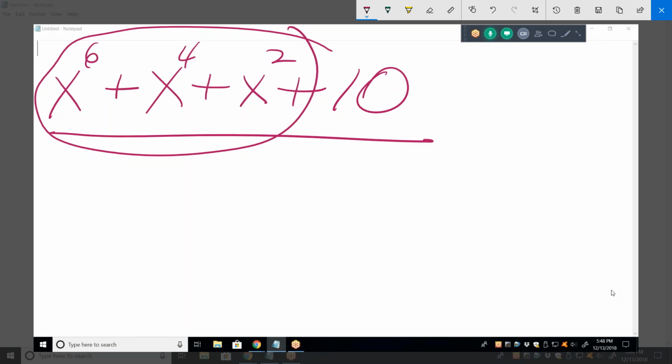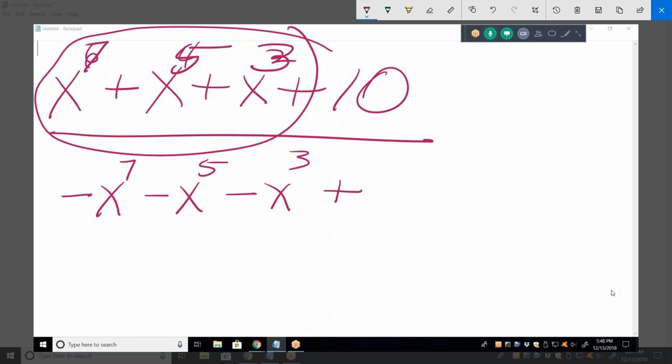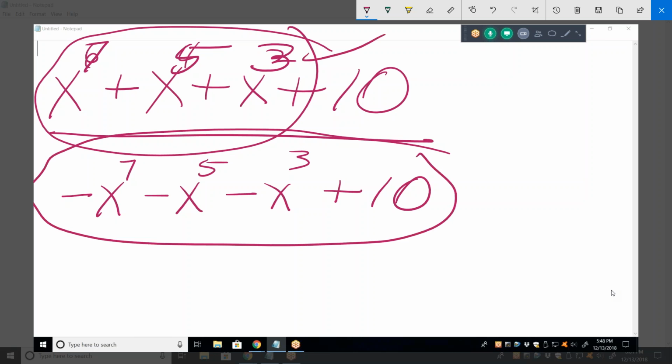Now, if these were all odd, notice that that is not going to be an odd function, because I'm going to get minus x to the seventh, minus x to the fifth, minus x to the third, plus 10. So that is not the original function, and it's not the negative of the original function, which would be a minus 10.